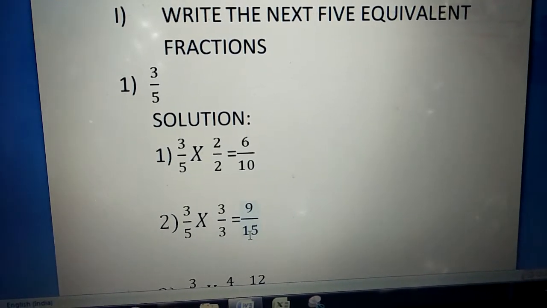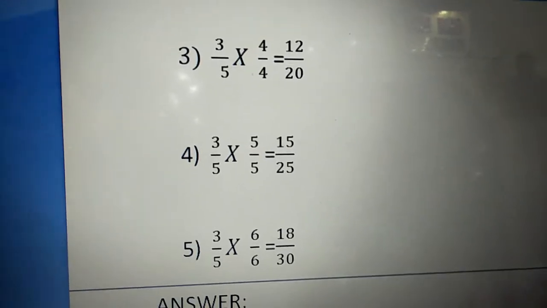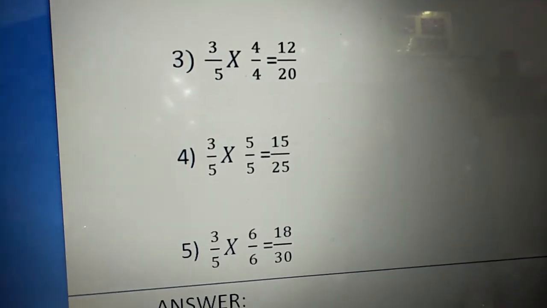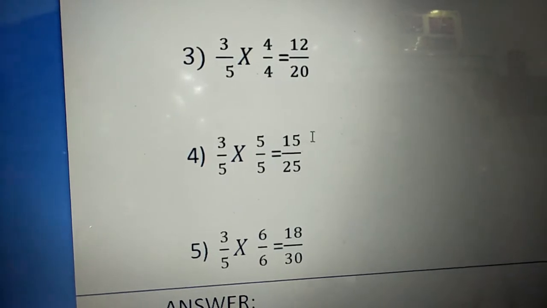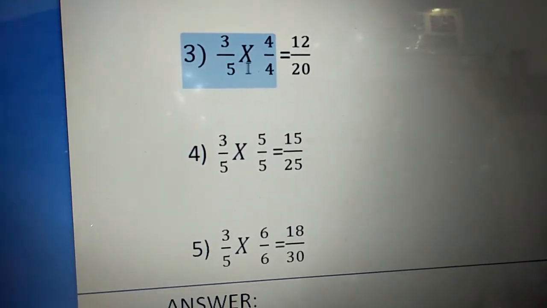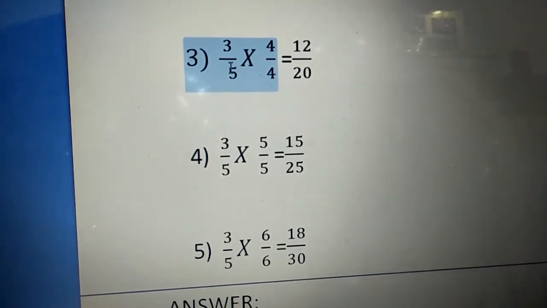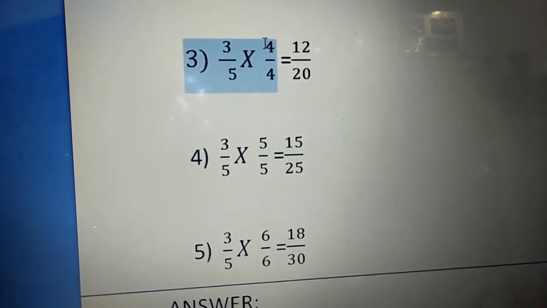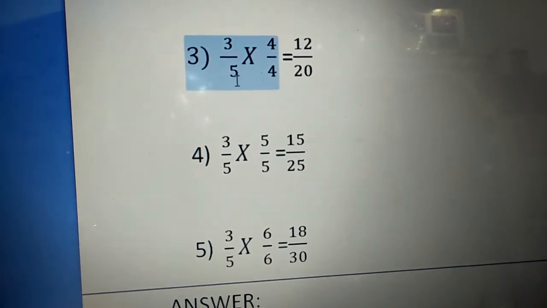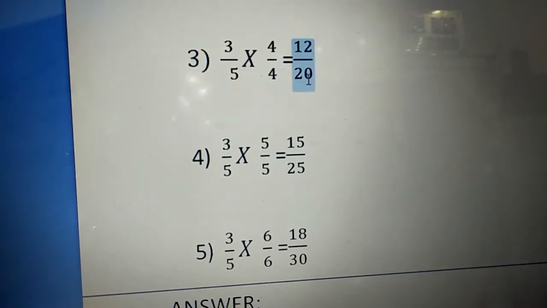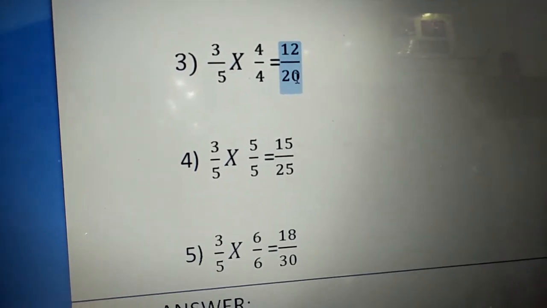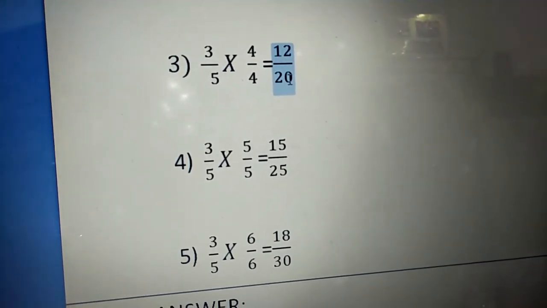Then we completed 2 and 3. So next I take 4. The fraction 3 divided by 5, I multiply by 4. 3 4s are 12 and 5 4s are 20. So now I get the fraction 12 divided by 20. That is my third equivalent fraction.